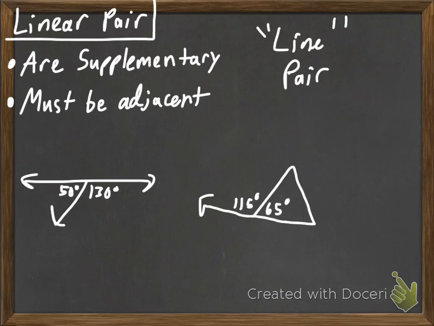So we have two examples here. This one, 50 plus 130 is 180, and you see they do create a line. They are adjacent, so linear pair. And then we have this one here, same idea. 65 and 115 make 180. And they make this line here, even though it is more of a ray, we could imagine that this does go on forever in the other direction if we wanted to.